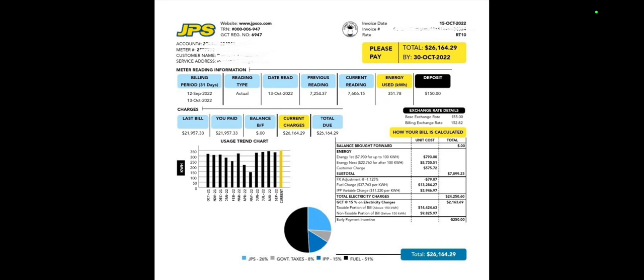Okay, let's now go to the top left. Let me highlight that right there. Over here, that is where we are. So you have the JPS logo that I just circled. To the right, you have the JPS website, the JPS TRN number, and below that the JPS GCT registration number. So that information belongs to JPS.